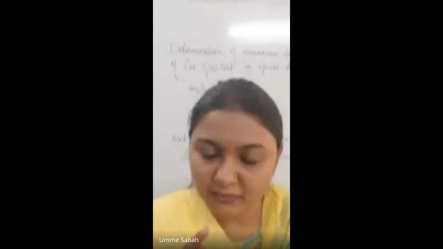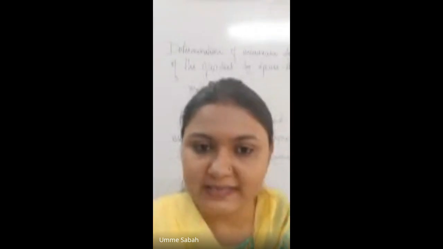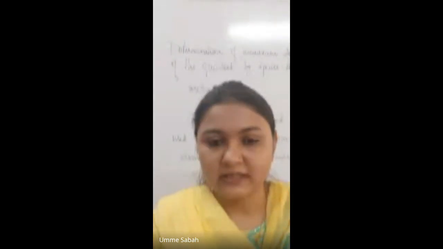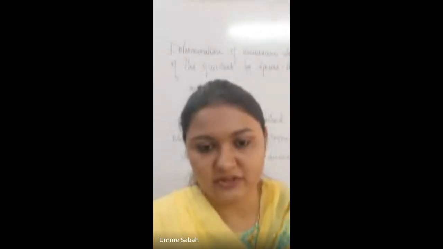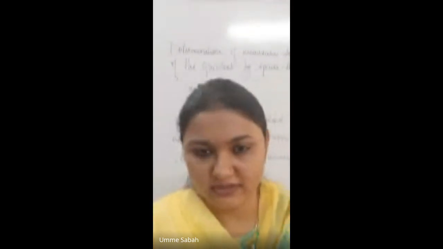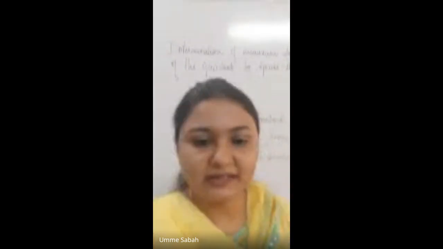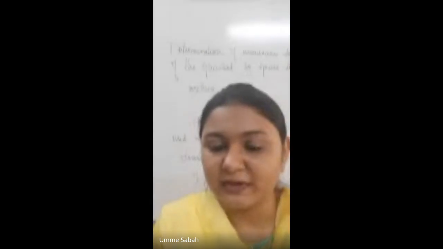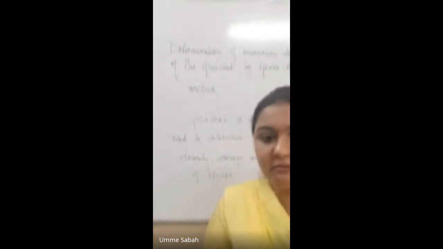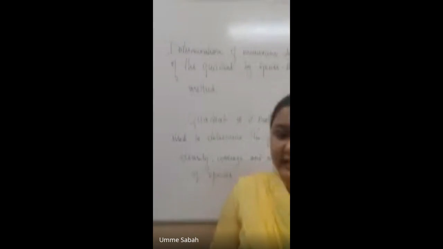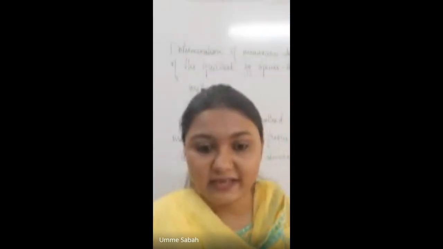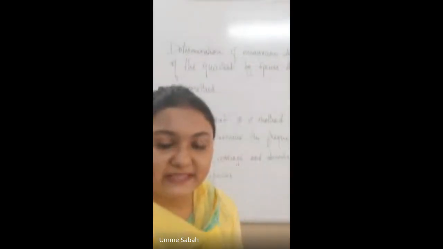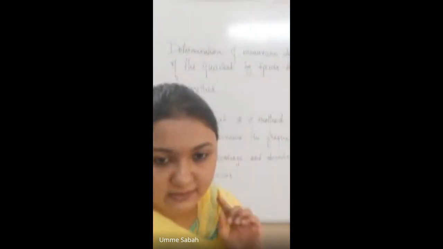This is experiment number 1 of your environmental science practical, botany. The rest will be told at the end of the session or at the end of the afternoon session. So I am starting experiment number 1. The name of the experiment is determination of the minimum size of a quadrat by the species area curve method.